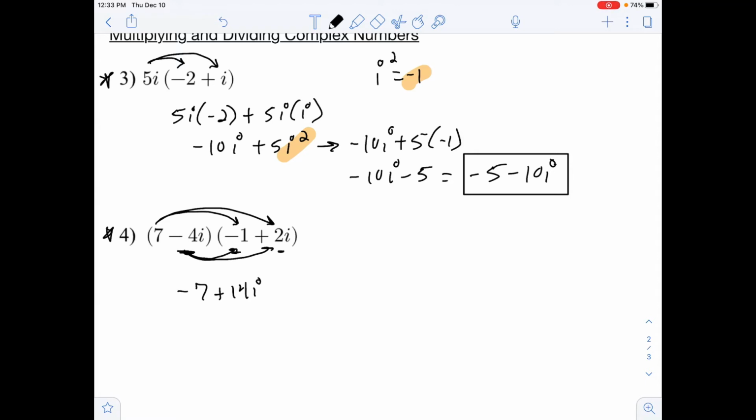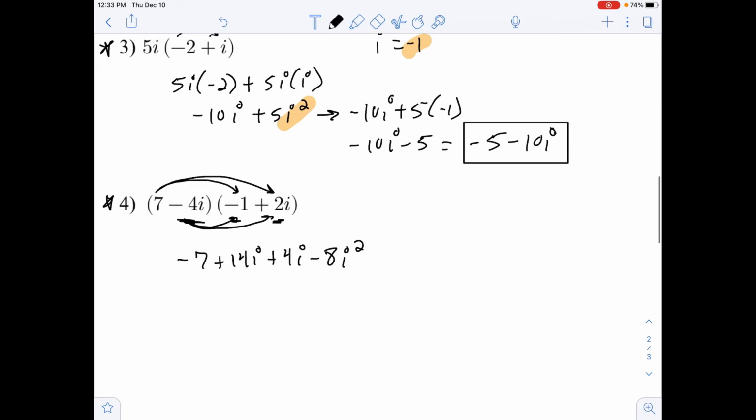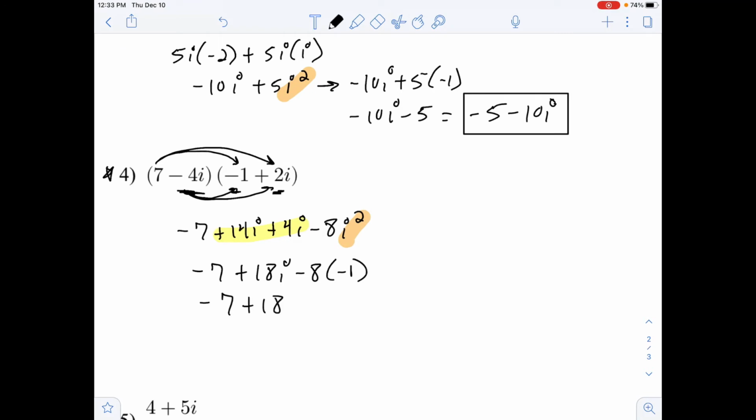And then the negative 4i times the negative 1 is plus 4i. And the negative 4i times positive 2i is minus 8i squared. So now what we want to do is we have some like terms here, the imaginary parts that we can take care of, plus we can replace the i squared with negative 1. So this would be negative 7 plus 18i minus 8 times negative 1, which of course would become negative 7 plus 18i plus 8. Negative 8 times negative 1 gives the plus 8. And then we can finally say that this is going to be 1 plus 18i. And we are finished with that one.